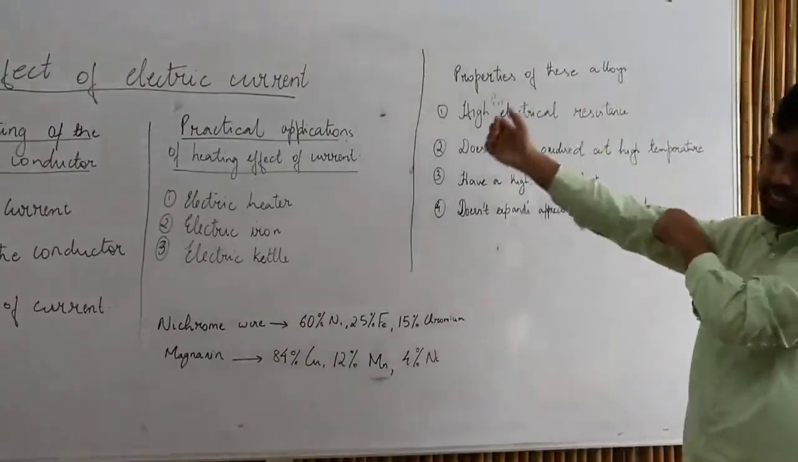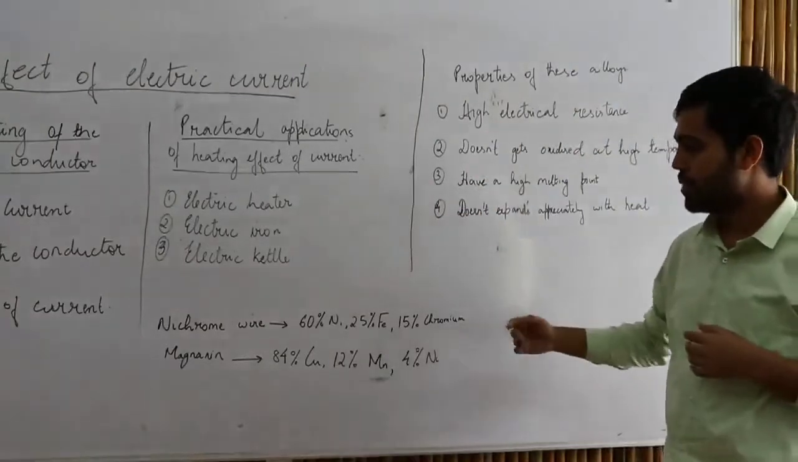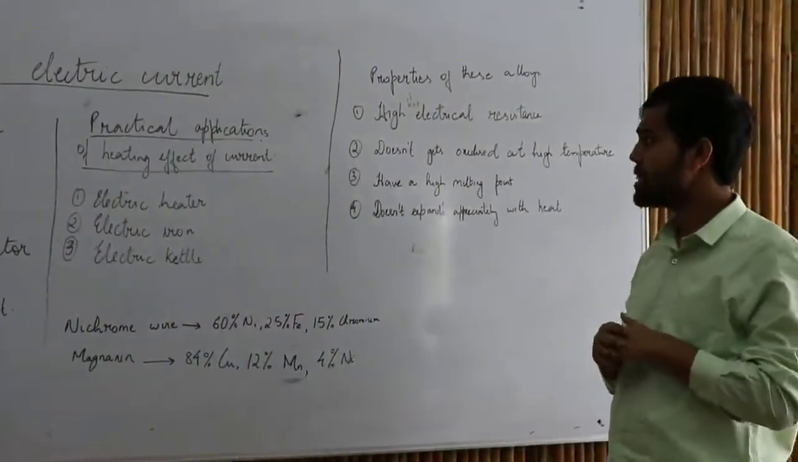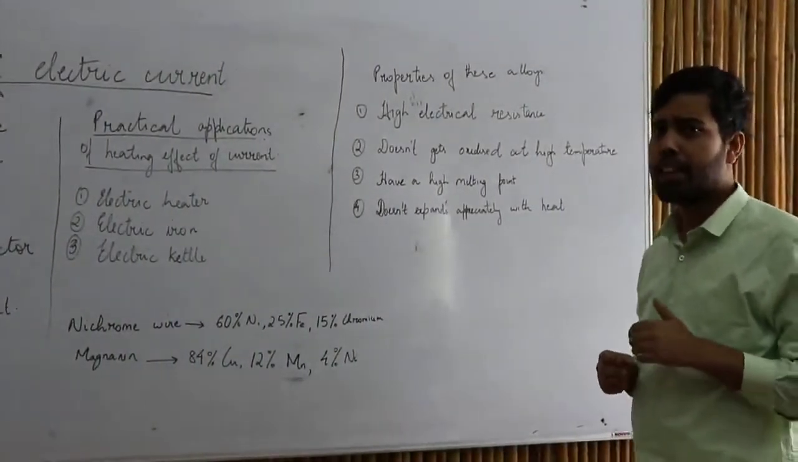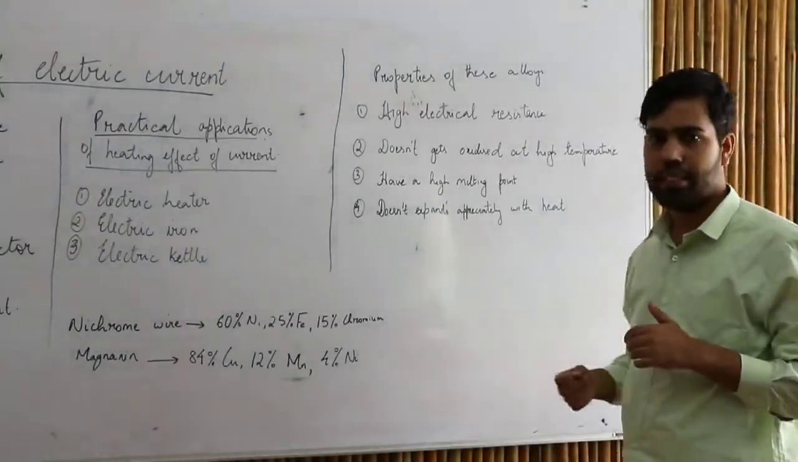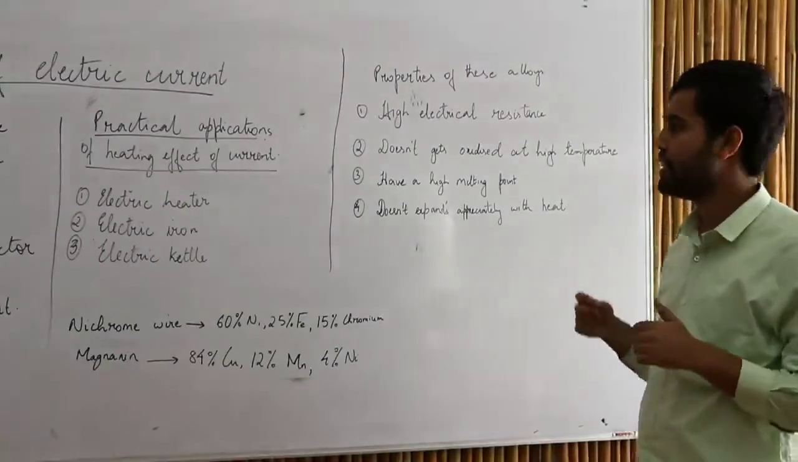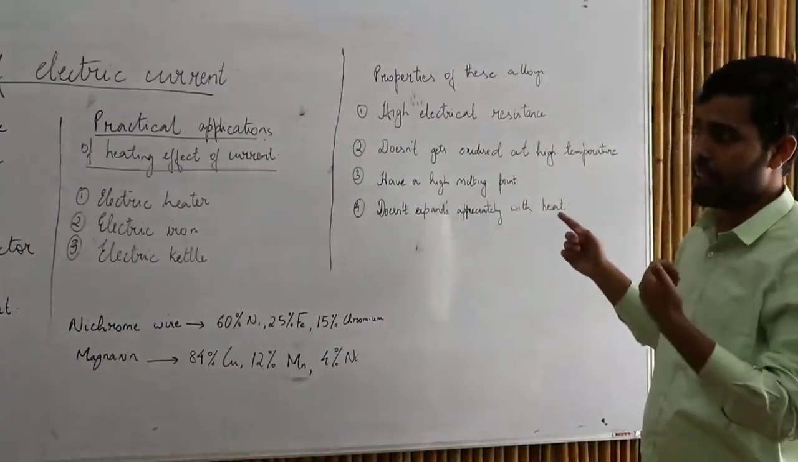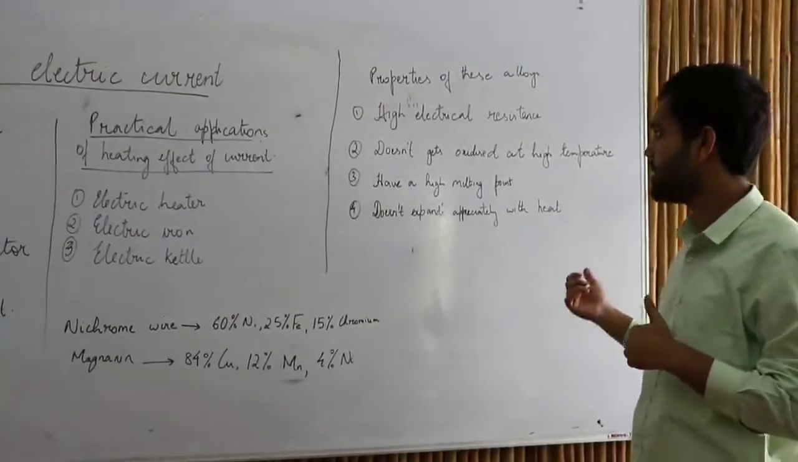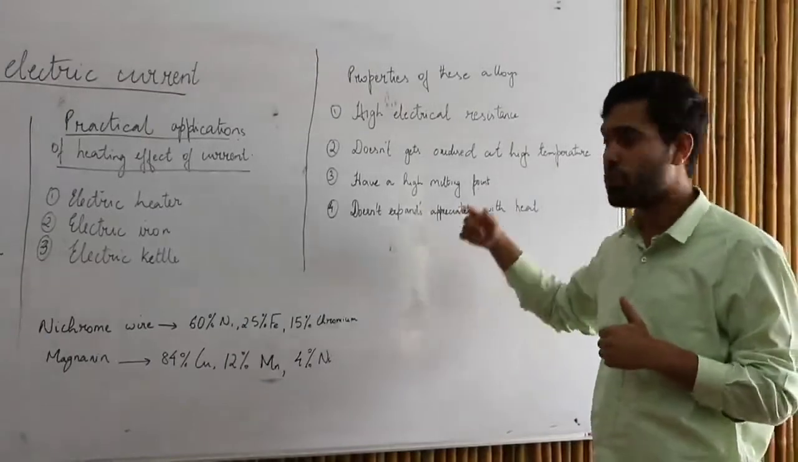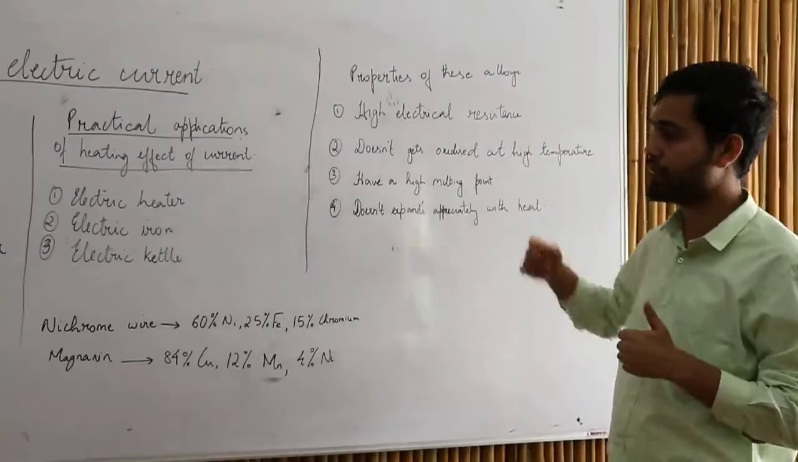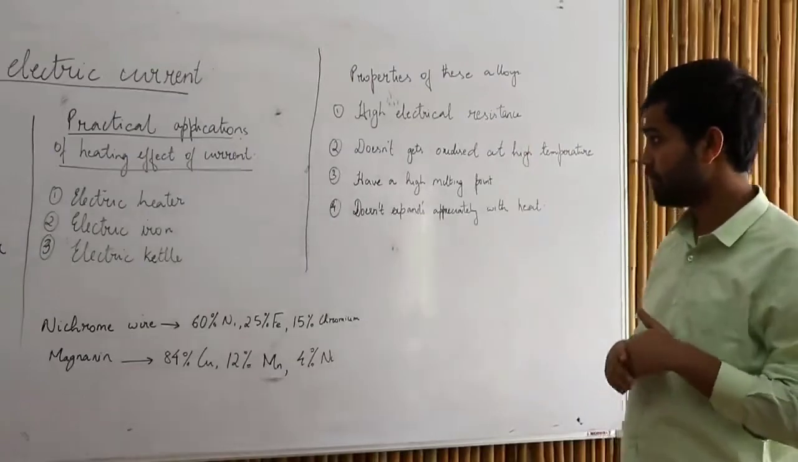Let us look at these characteristics, or the properties, that make these materials ideal for the heating effect of current. The first property is that it provides a high electrical resistance. The resistance offered by these wires is very high, and due to this, as we have discussed, heat energy increases with increase in resistance. So basically, the more the resistance, the more will be the heating effect. So because these materials have high resistance, they are used in these devices.